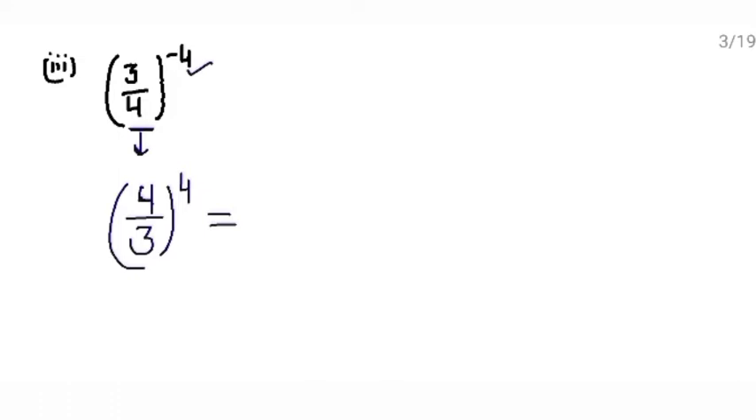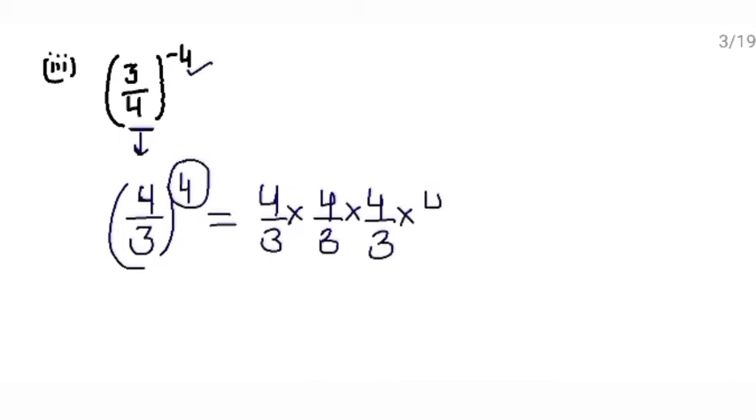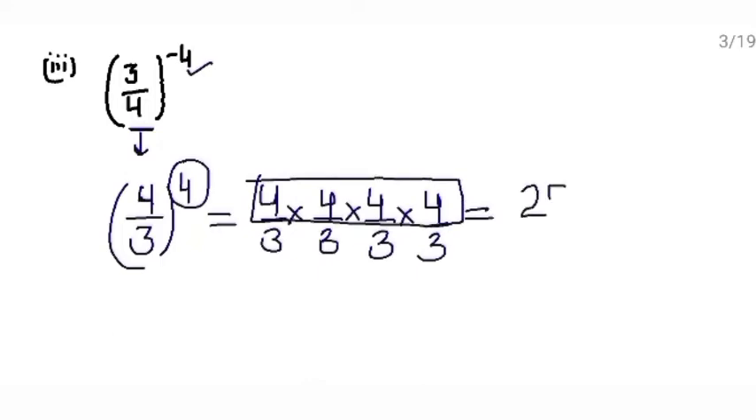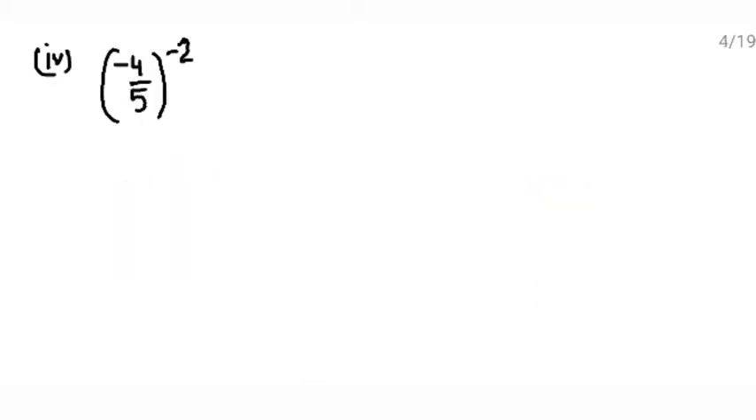It means 4 upon 3 will be multiplied by itself how many times? 4 times. So multiply it here: 4 upon 3 multiply 4 upon 3 multiply 4 upon 3 multiply 4 upon 3. Multiply the numerators. When you multiply the numerators, you will get 256 and the denominator will become 81. This is your answer. Next, minus 4 upon 5 raised to the power minus 2.